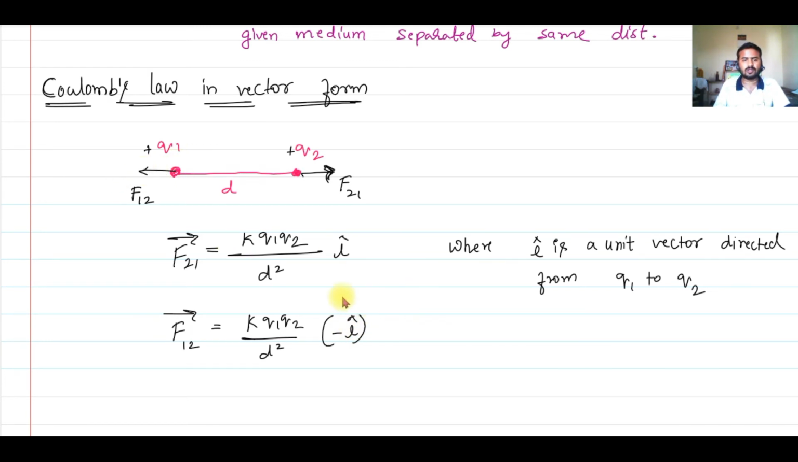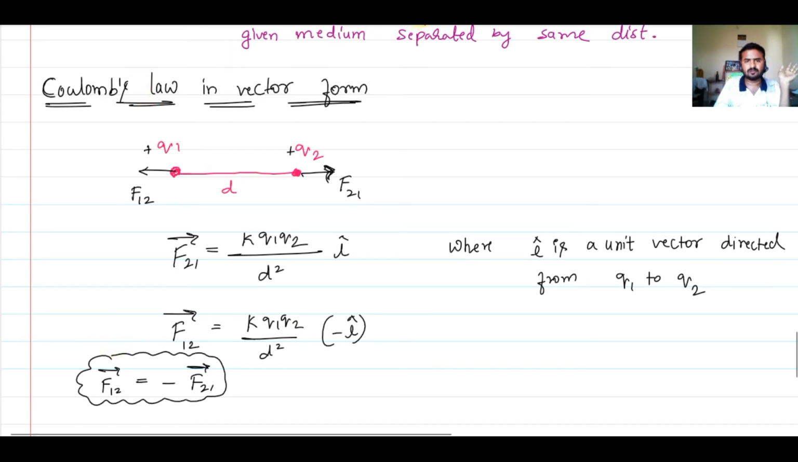Now if you look at these, F12 in vector form is equal to minus of F21 in vector form. You see, both of them are equal, just the sign is opposite. So that is your vector form. I've already told you mutual forces are always equal in magnitude but opposite in direction. So electrostatic force is a mutual force. They are equal in magnitude but opposite in direction.